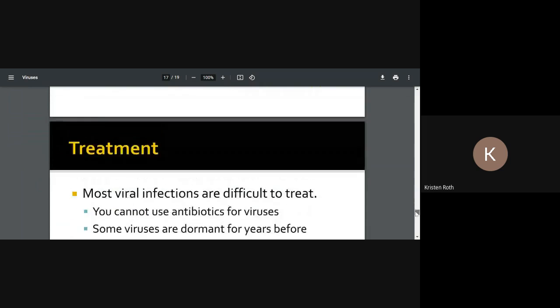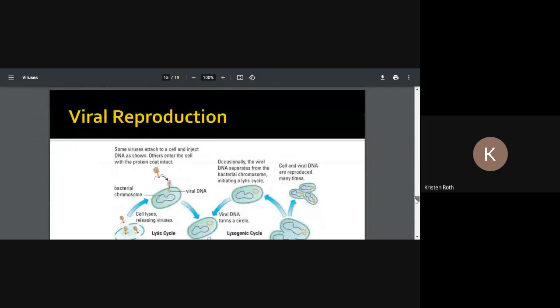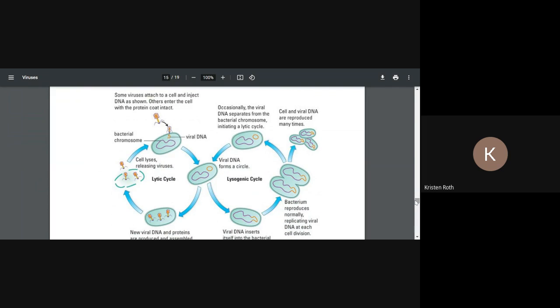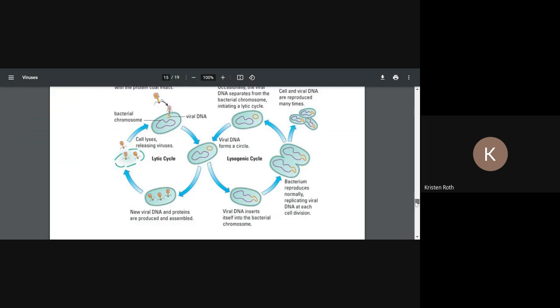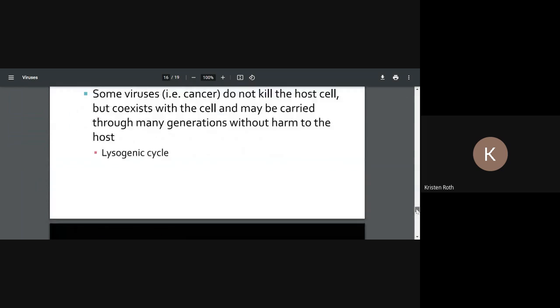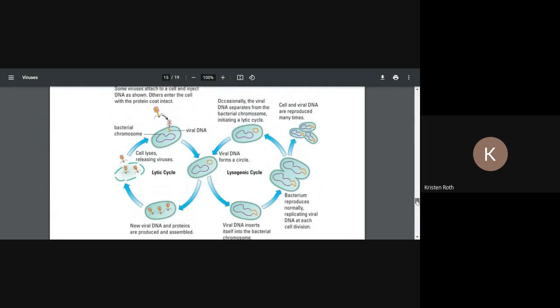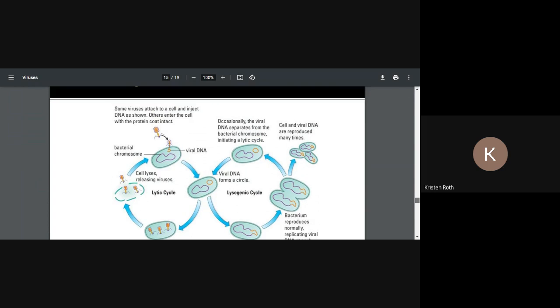Here's the picture of it. There are 2 actual cycles here that we're going to look at: your lytic cycle and then your lysogenic cycle. Before I start talking about this, certain types of viruses, such as those that cause cancer, and those that infect bacteria, have a lysogenic cycle, which is over here.